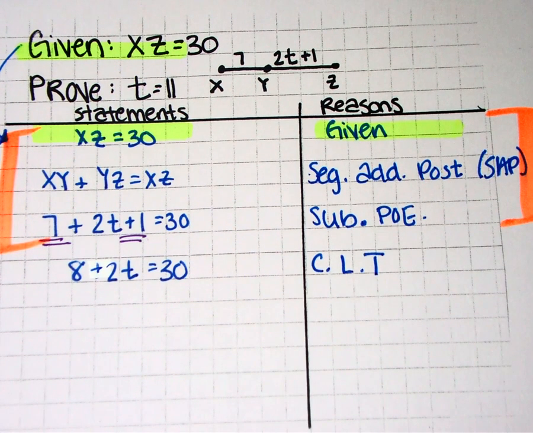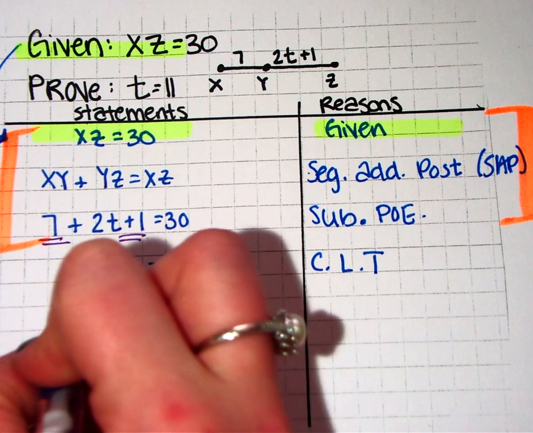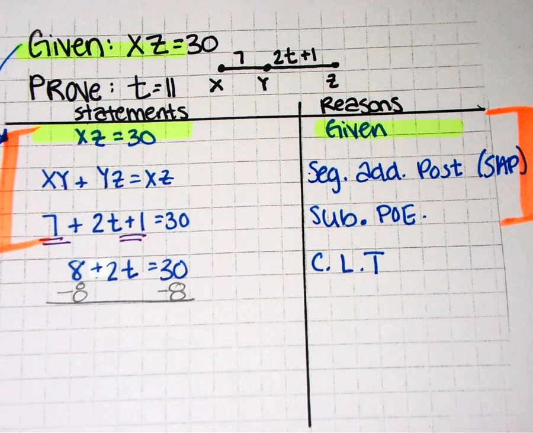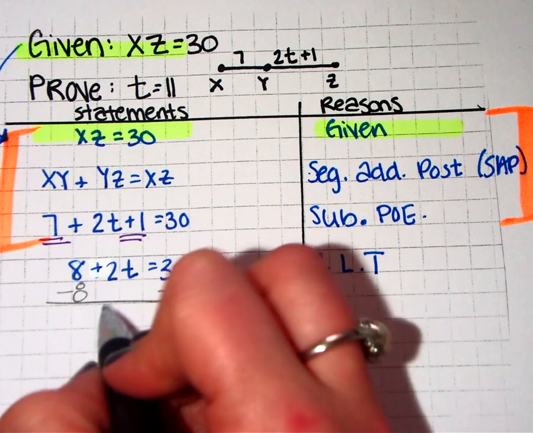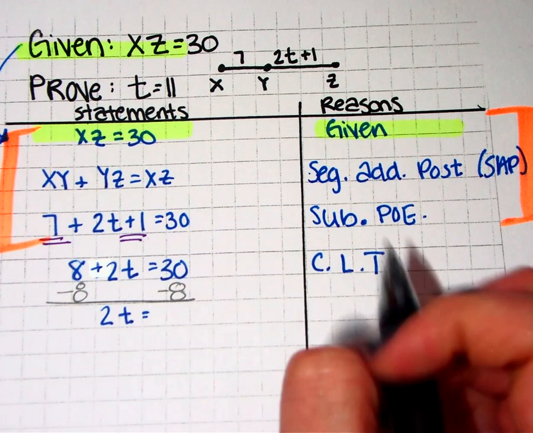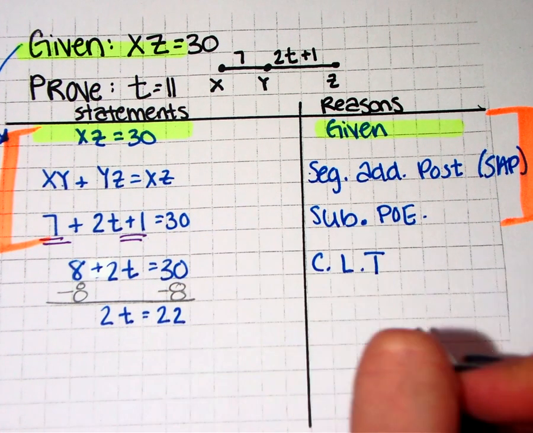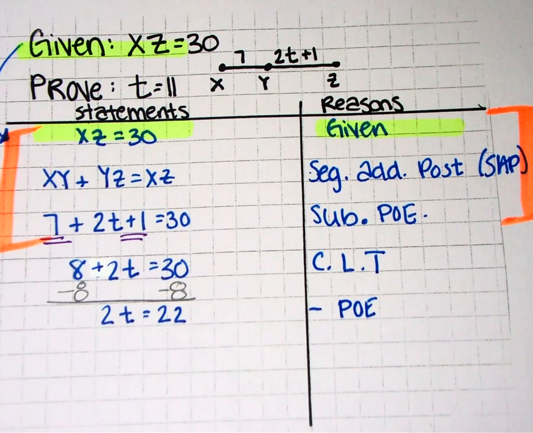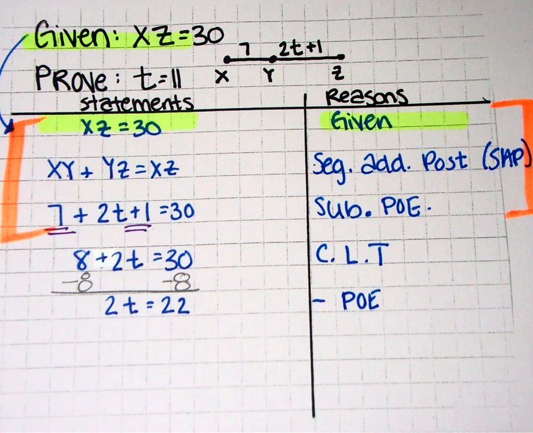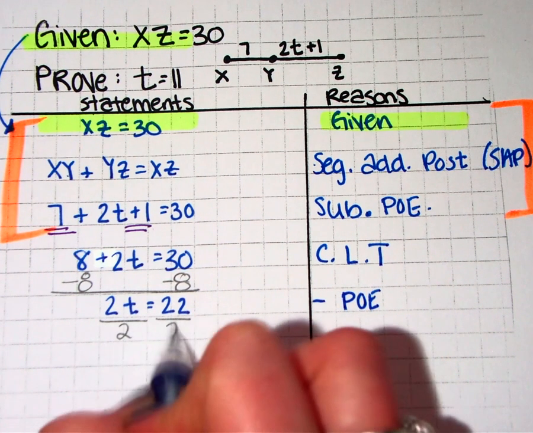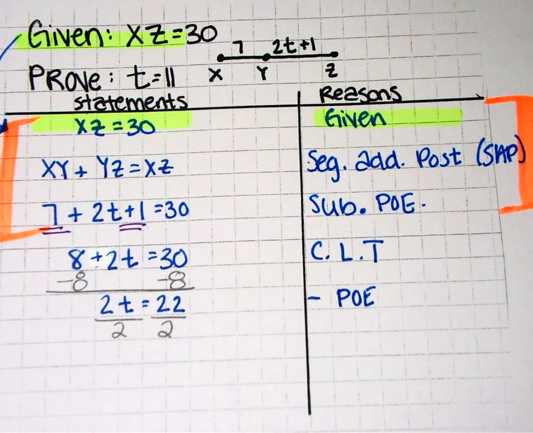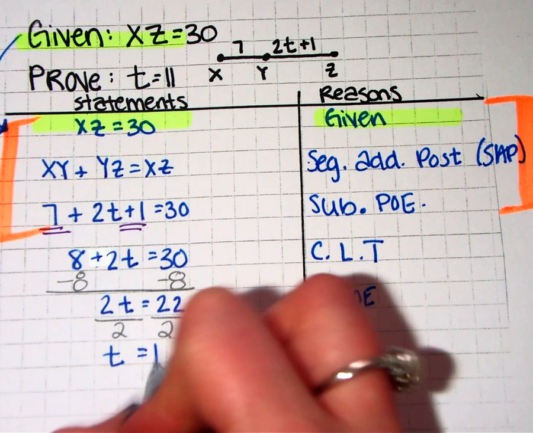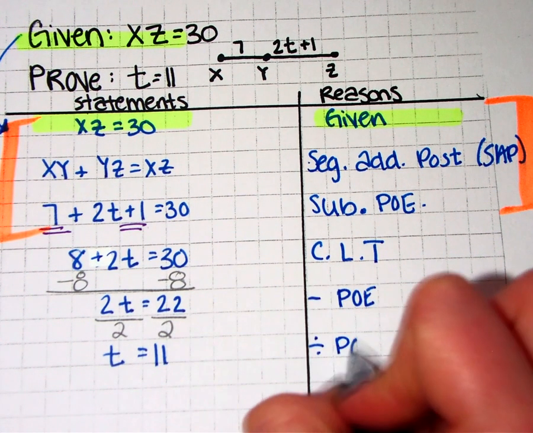Now I'm going to go ahead and do my algebra, and like we talked about in algebraic proofs, you don't want to show your side work. So I'm going to end up erasing my side work at the end. I'm going to bring down the 2T, and 30 minus 8 is 22. And we used subtraction, property of equality, because we subtracted 8 on both sides. The final step is to isolate T, so I'm going to go ahead and divide both sides by 2. 2 divided by 2 is 1, so we're left with just T. 22 divided by 2 is 11. And we use division, property of equality.